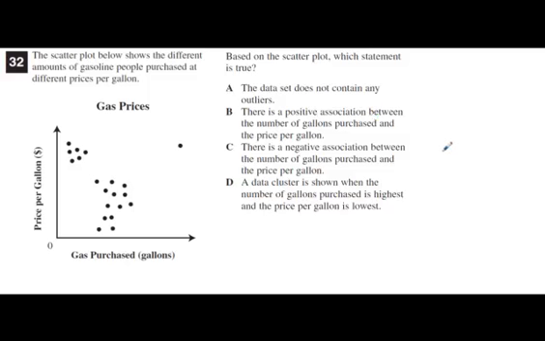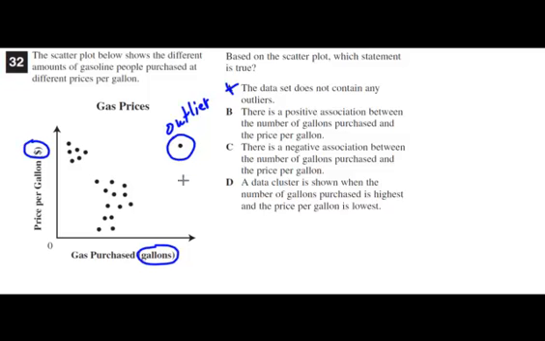Okay, so the data set does not contain any outliers. We're looking for which one is true. Well, an outlier means it's a place where there's not a lot of other points. Well, if you see this one over here, that's way away from all these. So that's called an outlier. So there obviously is one of those. So that's not true.